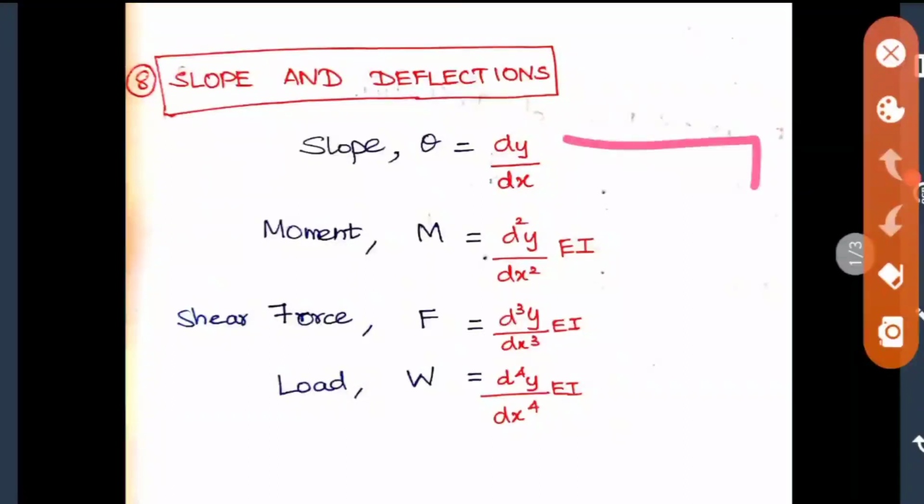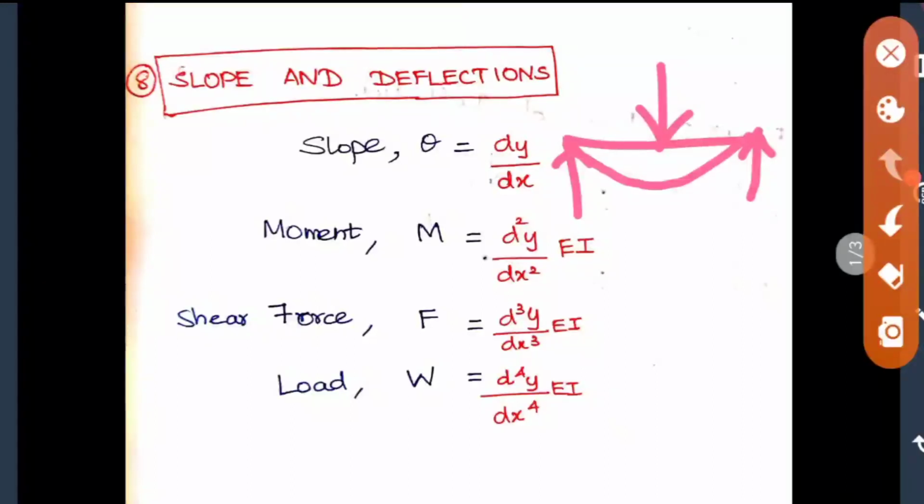Okay, so now I am taking a simply supported beam like this, and you can apply any load, either a point load or a UDL, anything you can apply. If I am applying a point load like this, the deflection will be happening like this. The vertical displacement is only called the deflection.